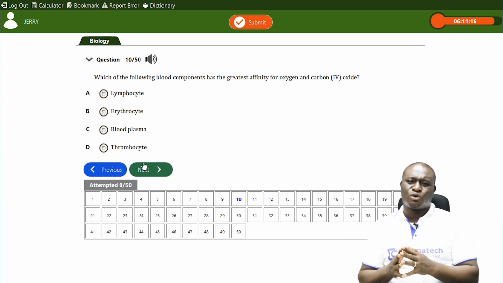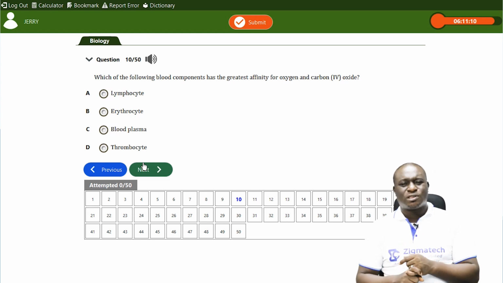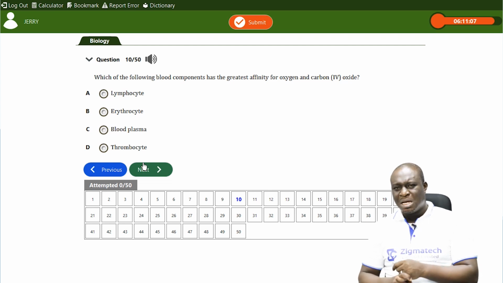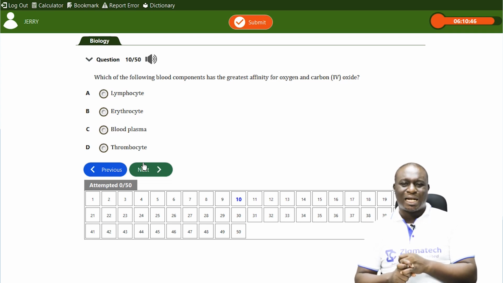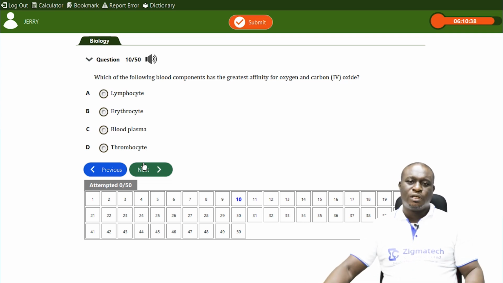So if you look at the particular options we have here, option A says the lymphocytes. Lymphocytes are found in white blood cells. Lymphocytes have nothing to do with transportation of oxygen and carbon dioxide. Option B says erythrocytes. And I told you another name for erythrocytes is red blood cells. And I said to you that the red blood cells contain an iron compound which is called hemoglobin. And this hemoglobin has strong affinity or likeness for oxygen as well as carbon dioxide. So our correct answer to this particular question is option B.